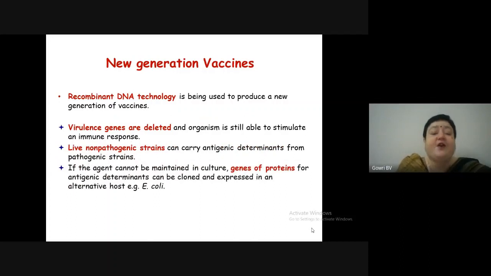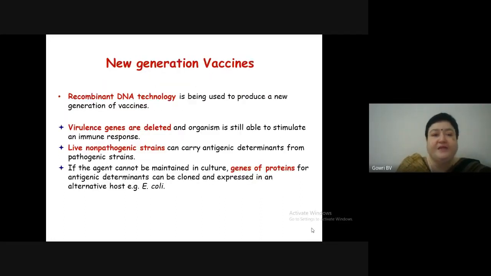If the agent cannot be maintained in culture, as I already told you in the previous slide, you cannot grow all the organisms in an artificial medium or a culture. So in that case, genes of proteins for antigenic determinants can be cloned and expressed in an alternative normal flora, the host, for example, Escherichia coli.